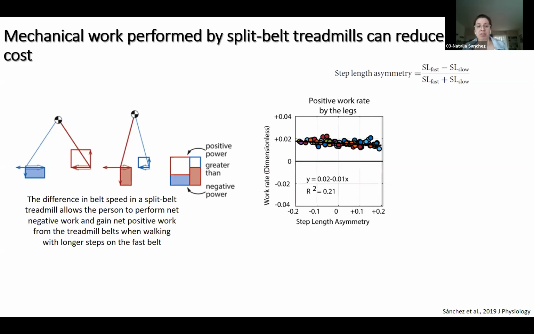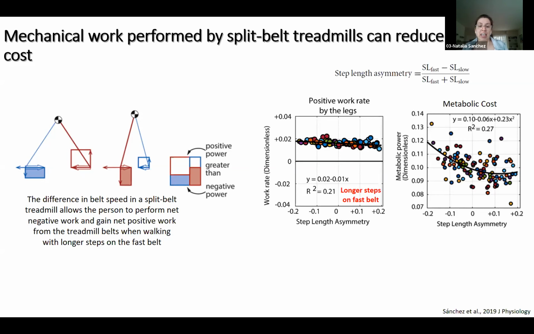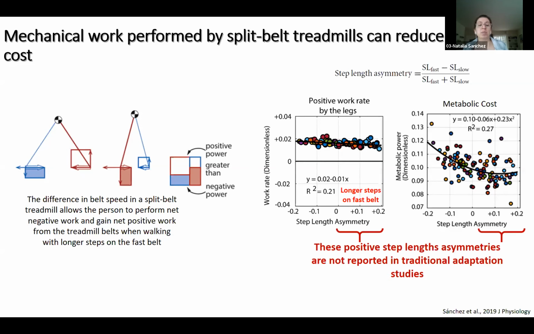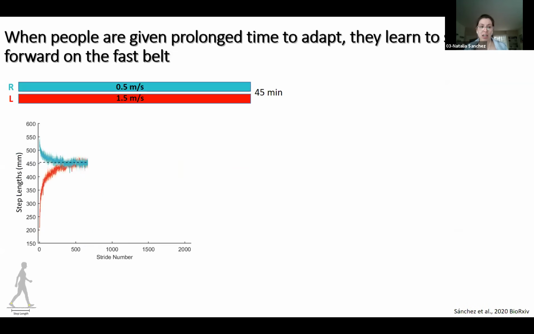And so we observe that when people walk with what we call positive step length asymmetries, which are longer steps with the fast leg, they reduce the amount of work that the legs generate. And we also observed a reduction in metabolic cost that is greater than that traditionally reported. What is interesting about these findings, though, is the fact that these positive asymmetries have actually not been reported in the literature for split belt walking.